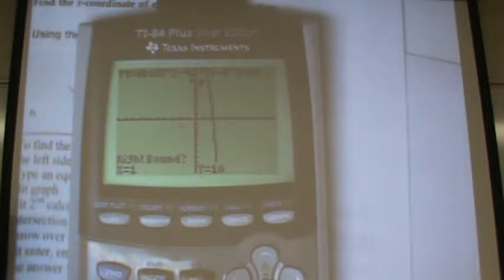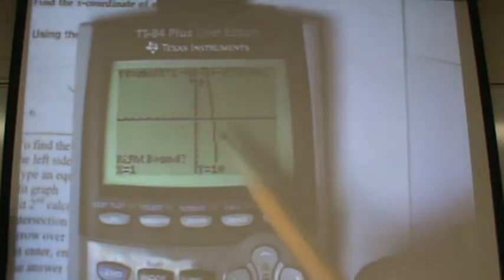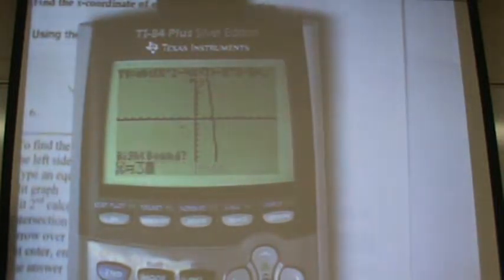Now it's asking you for a right bound. Can you give me a number to the right of that intersection where it's hitting the x-axis? 3. Sounds good? Now it's saying, hey, want to guess? We don't want to guess, so just skip that and hit enter again. And bam, what answer do you get? 2.2. It's the same number that you got when you did the intersect method.